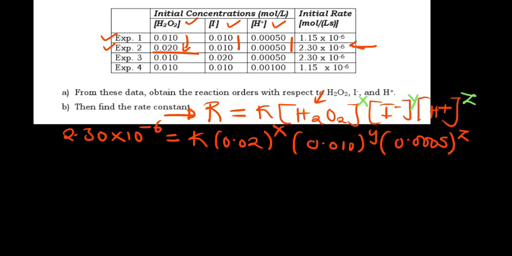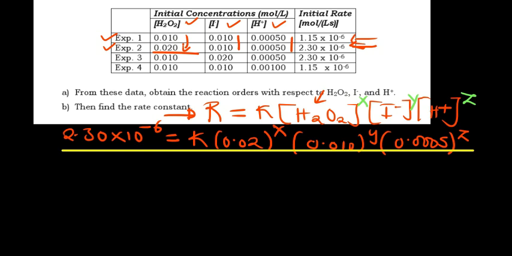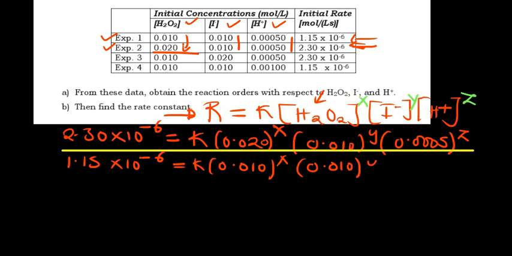Now we're going to divide by experiment 1. For the rate for experiment 1, we had 1.15 times 10 to the power negative 6 equal to k, then 0.010 to the power x, then 0.010 to the power y, and 0.0005 to the power z. You can see that everything else was the same except for this part. So the k and k will divide, this and that will divide, give us 1, that will also divide. That's the actual point. That's why you are trying to ensure that you find cases where the other two are the same.